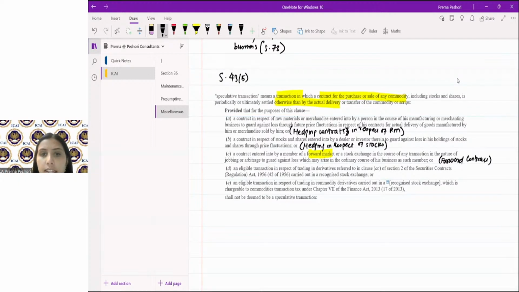An eligible transaction carried out in respect of trading in derivatives, even that is not considered as speculative. Trading in commodity derivatives, all of this shall not be deemed to be a speculative transaction. So these are your exclusions. These are your exclusions. Are we clear? So this is not considered as a speculative transaction. Clear?